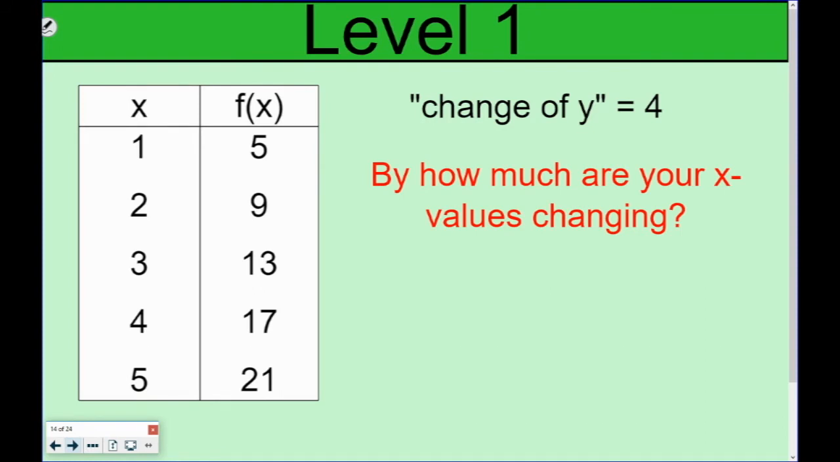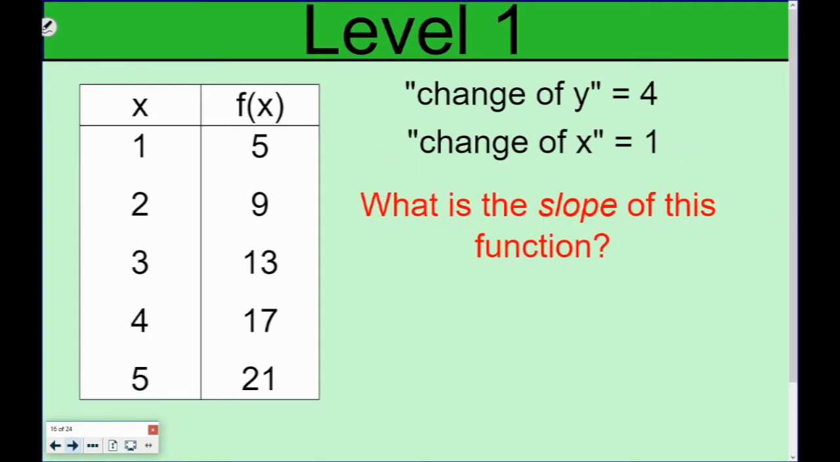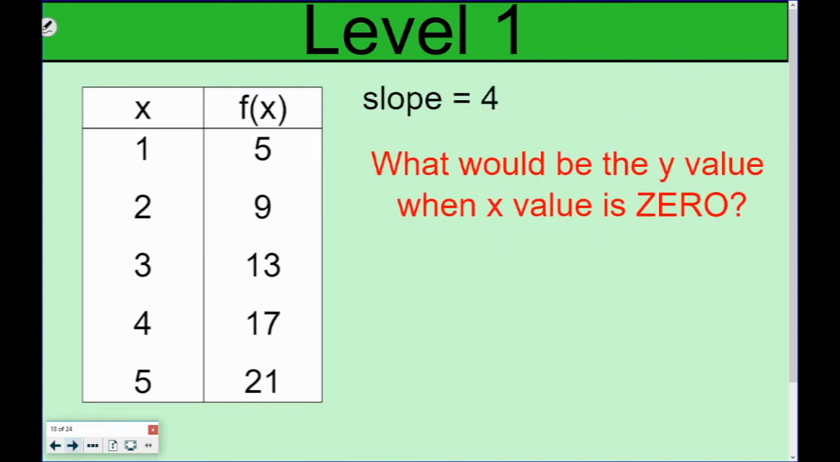Next up, it's asking us for our x values. Hopefully this one is easy to see. If not, you can subtract them, but every single time it's just changing by 1. It's going up 1, which is a change of positive 1. So what do we do next? We're going to put that in our slope. Just a reminder, what is the slope? It is your change in y, which is 4, over your change in x, which is 1, and we reduce that fraction to get 4.